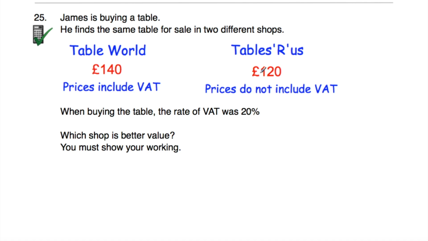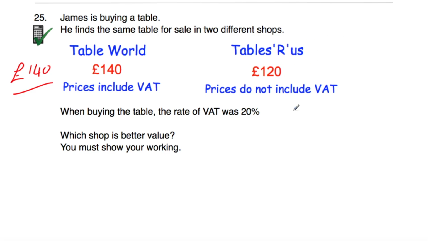So we need to add that 20% on to Tables R Us, because whenever you're buying something that's meant to include VAT, you've got to add that 20% on. And the question says, which shop is better value for money? You must show your working. Okay, so in Table World, we know the price is £140. That's the price in Table World. In Tables R Us, we need to increase this by 20%.